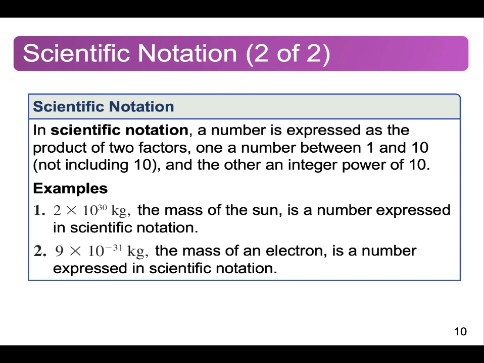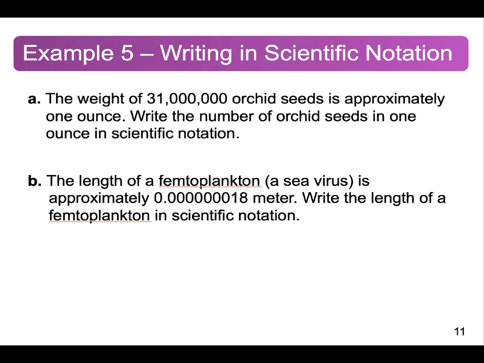9 times 10 to the negative 31 kilograms, that's the mass of an electron. And if you've taken a science class, you know that an electron is teeny tiny. And so this would be 30 zeros after the decimal and then the 9. That's a very, very small number. So scientific notation allows us to write this really small number in an easier way. So for example, to write in scientific notation the weight of 31 million orchid seeds, that's only 1 ounce of weight. So orchid seeds are very, very tiny.